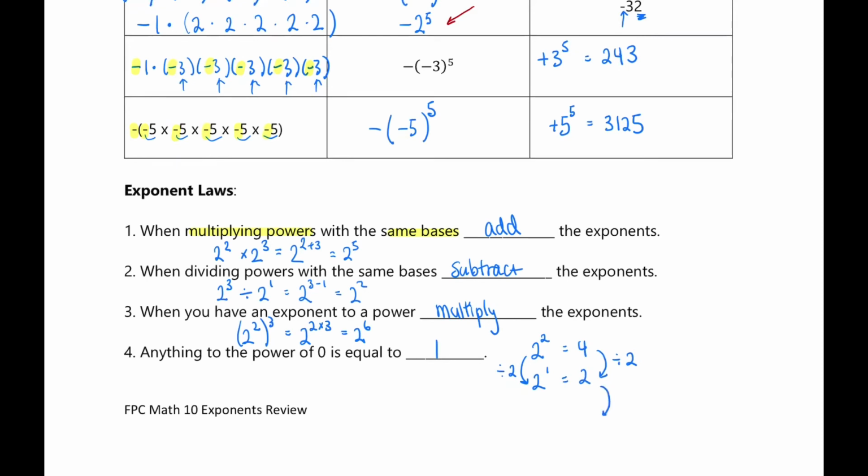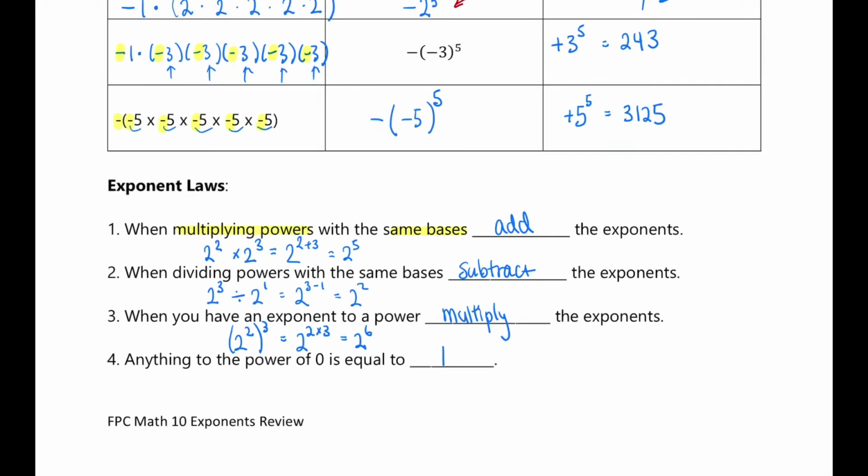We'll try once more by dividing by 2. So 2 divided by 2 is 1. But notice our exponent here went 1 down. So from 2 to 1, then 1 to 0, so we need 2 to the power of 0 equals 1 when we're dividing it by 2. So this is why anything to the power of 0 is equivalent to 1. So this is it for the exponent review.